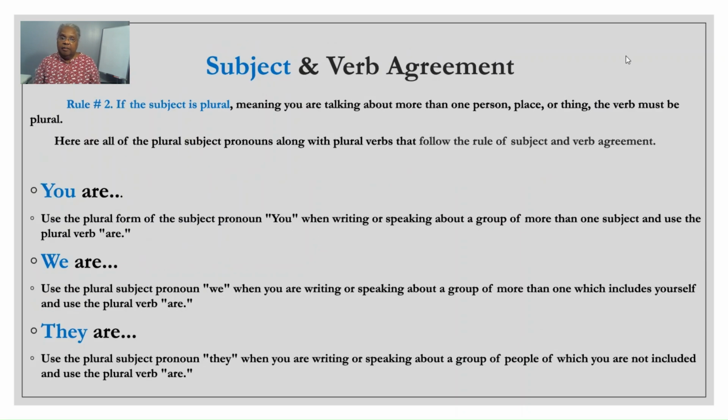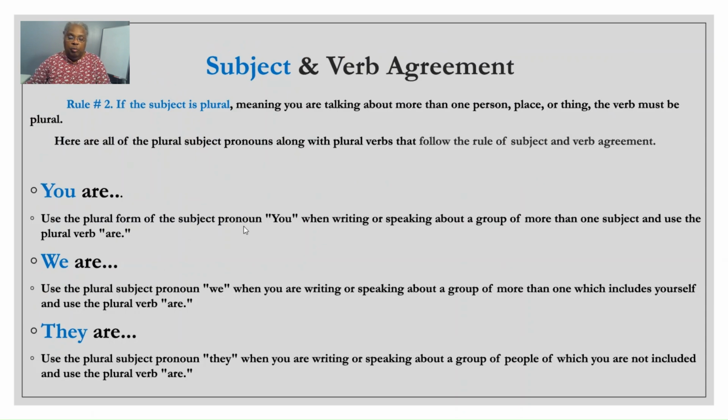The second rule to set up subject and verb agreement is that if the subject is plural, meaning you are talking about more than one person, place, or thing, the verb must be plural. Here are all the plural subject pronouns along with plural verbs that follow the rule of subject and verb agreement.